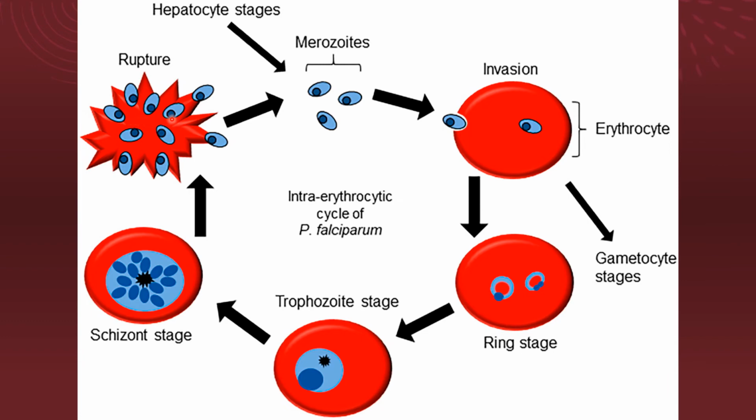complete the cycle. So in this diagram, we can see that the parasite Plasmodium falciparum causes the destruction of the erythrocyte.